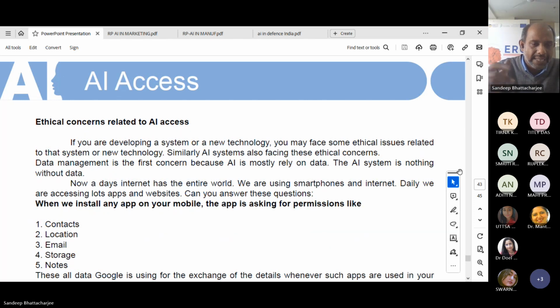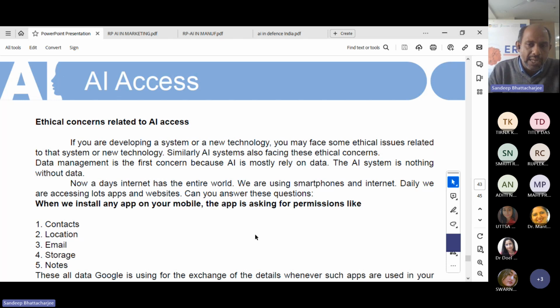Okay. Next is AI access. Nowadays, whenever you install an app, you must have seen you have to click a button, I agree, right? And tap on that particular button. If you are developing a system or a new technology, you might face certain ethical issues with that system or new technology. Similarly, AI systems are also facing a lot of ethical concerns in today's market. So what are those main concerns?